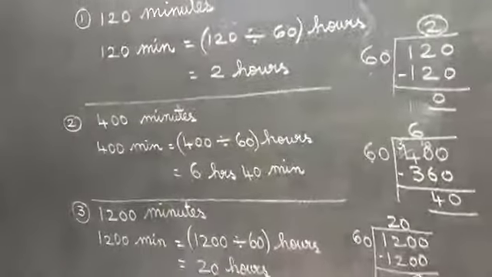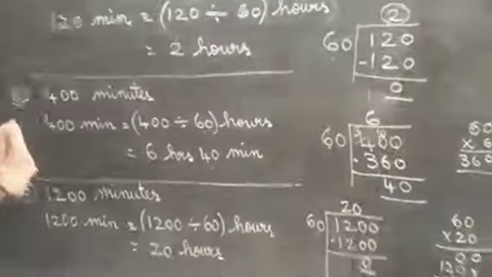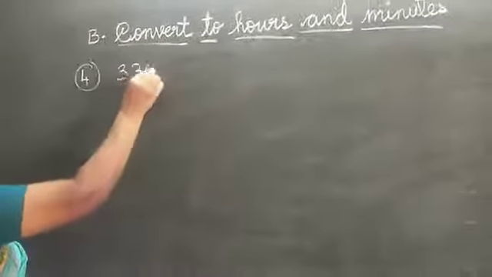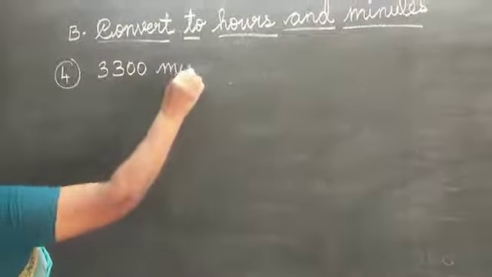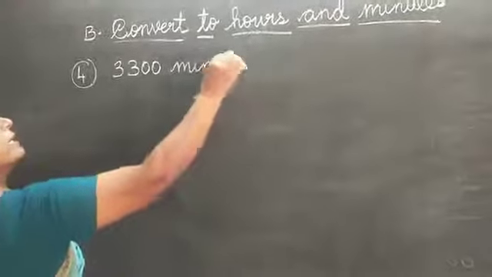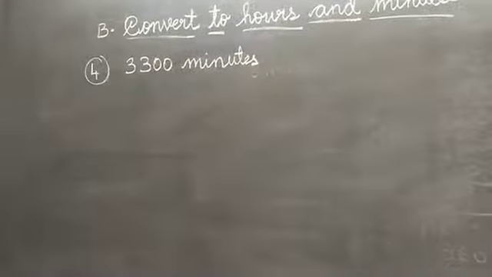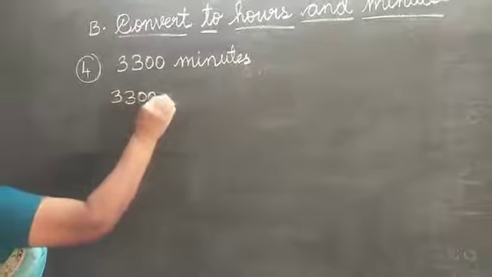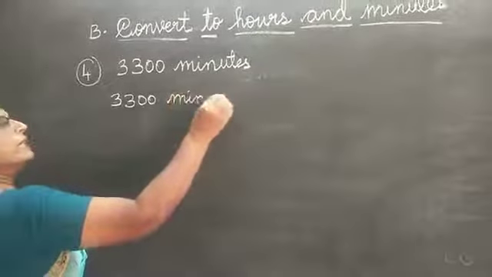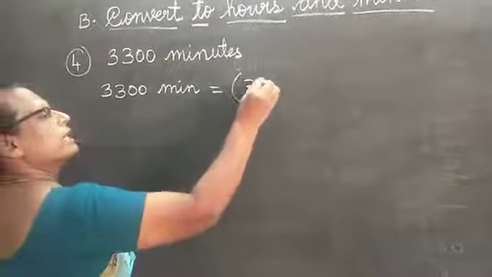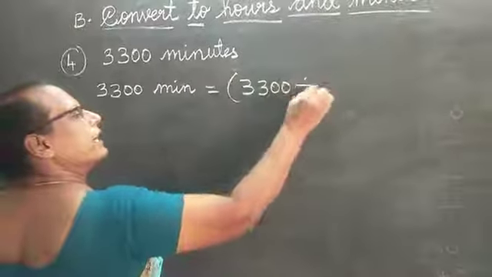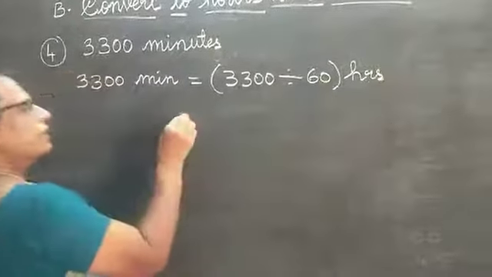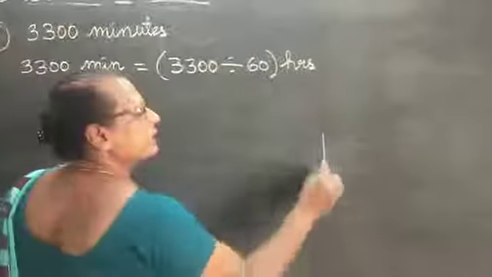And the last sum we are going to see, only one more sum. So the last sum, 3,300 minutes. Okay, children? 3,300 minutes means what will come, children? 3,300 minutes is equal to 3,300 divided by 60 hours. So when you divide, what will come, children?